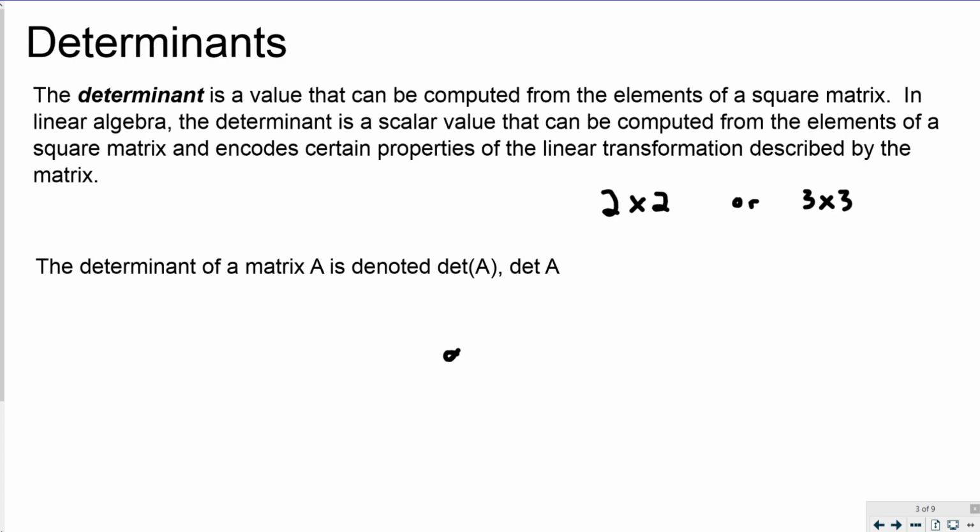So if I want to write the calculated value for the determinant of a matrix, I would write the determinant, I would write the letter of the matrix, and then I would write the value, the number. And that's it for what is a determinant.